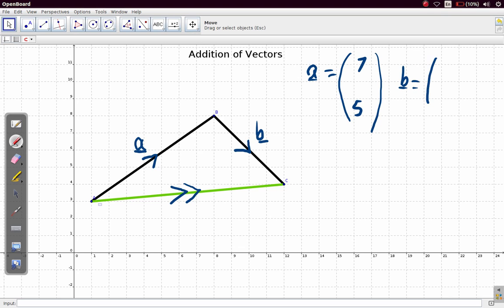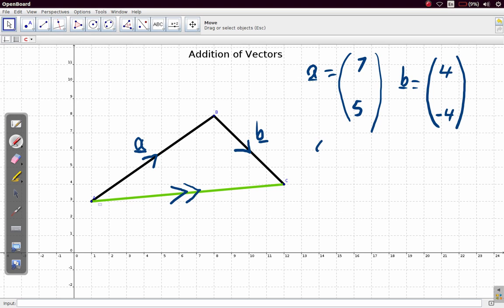What about B, the vector B? To get B, you have to move from one end to the other. 1, 2, 3, 4. Alright, let's move this way. 1, 2, 3, 4 to the right, and 1, 2, 3, 4 down. So it's 4 to the right, 4 down. 4 to the right means x is 4. 4 down means the y is -4. The x component is the horizontal, the y component is the vertical.